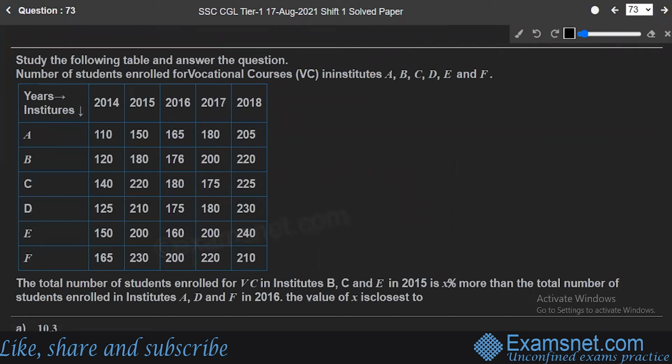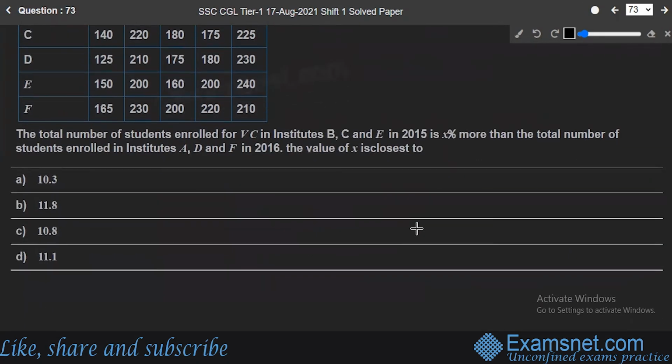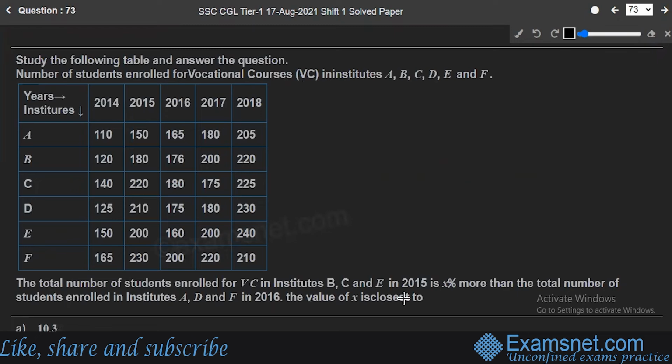You have to study the following table and answer the question. The number of students enrolled for vocational courses in Institute A, B, C, D, E, F are these ones. So this table is quite similar to the one we have just studied in the previous question. In this question, you have to find out the total number of students enrolled in VC in Institute B, C, and D in 2015 is X% more than the total number of students enrolled in A, D, and F in 2016. The value of X is closest to what you have to find out in the question. Let's write down.